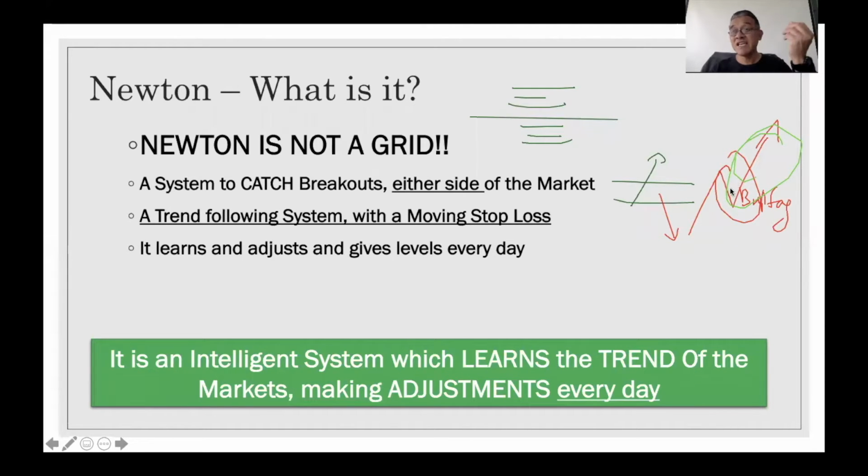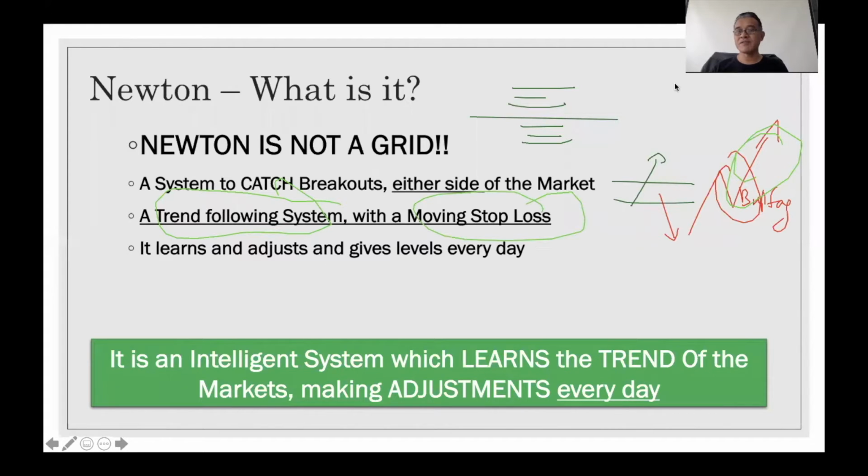What I've seen in following Newton is that it really goes in and draws the patterns on the EA, on the Metatrader 4 that you have. So it's a great tool for actually learning patterns, and you can draw it all yourself, because it adjusts the patterns every single day. So it's a trend following system. It has a moving stop loss.